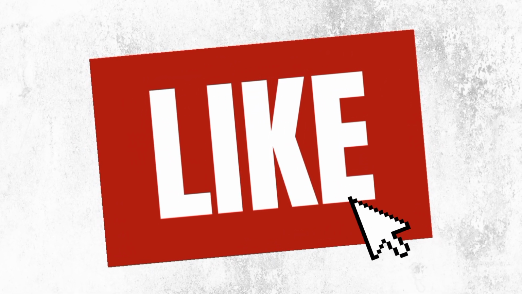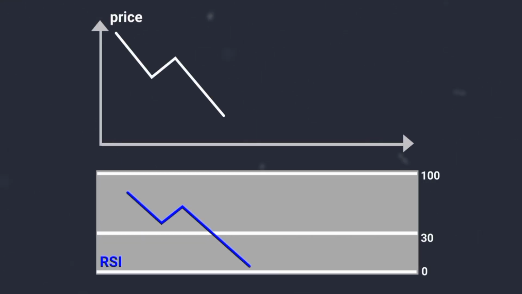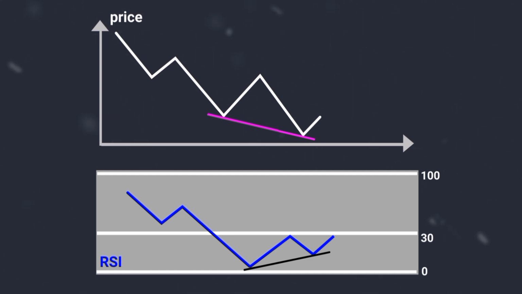Let's keep going. Buy signal, long entry. First, RSI moves into the oversold zone, below 30, and the price is in a downtrend. Then bullish divergence forms in the RSI, meaning the price is making lower lows, but RSI is making higher lows. This indicates a weakening downtrend, and a trend reversal to the upside might be coming. Enter a buy position when the RSI exits the oversold zone, crosses above 30, and starts moving upward.